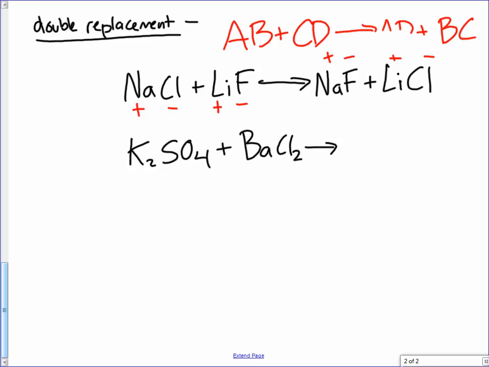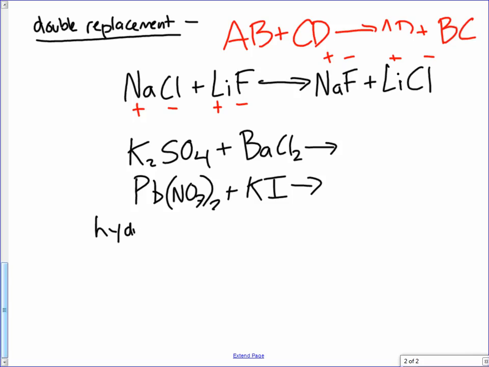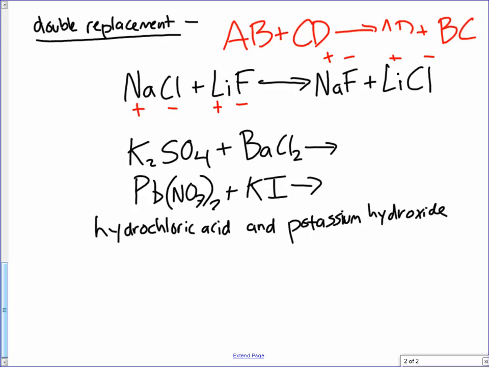So, tell you what, I'm going to give you three. You got lead nitrate, potassium iodide. Again, predict the product, write the balanced equation. And last but not least, let's do hydrochloric acid and potassium hydroxide. So pause it, give them a shot, come back for the solutions.